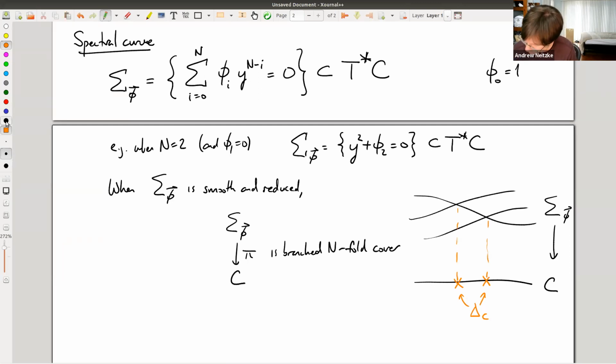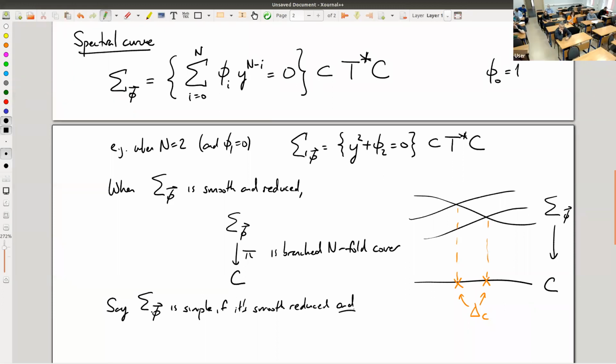And so the ramification doesn't have to be simple like I wrote it here, but it'll be just convenient to restrict to the case where the ramification is simple. And so I'll say sigma phi is simple if it's, first of all, smooth and reduced. The discriminant also depends on the set of phi's. Yes, sorry, you're right. I should really write it like this.